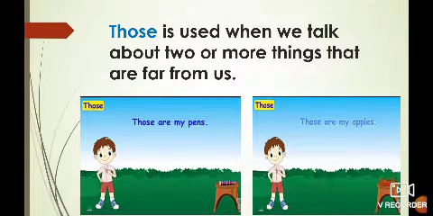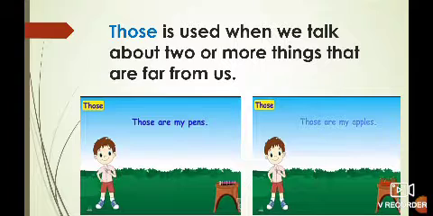Now children, next we will see about those. Those is used when we talk about two or more things that are far from us. Now in this, those is used for the things which are more in number but they are far from us. See, for example, those are my pens. See children, pens are far away from the boy. So he is saying, those are my pens.